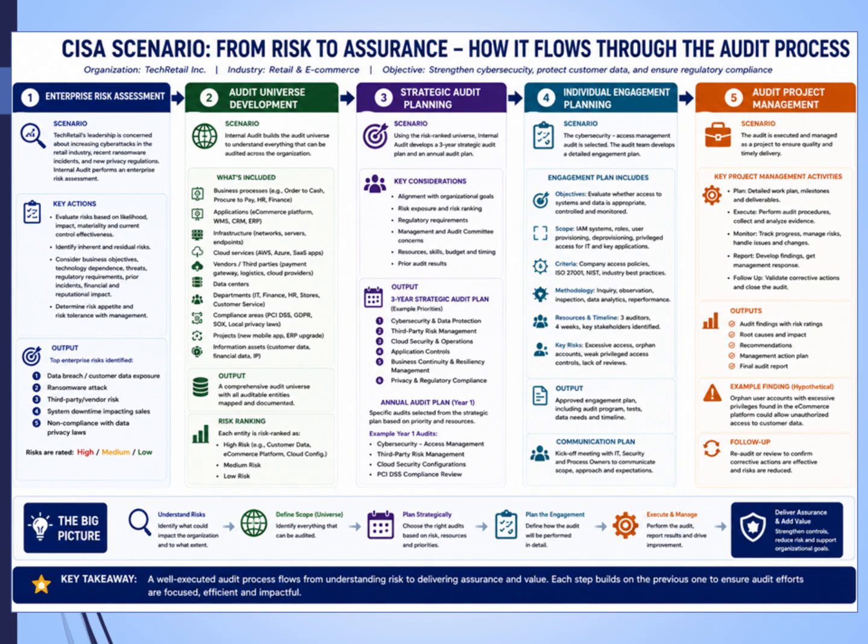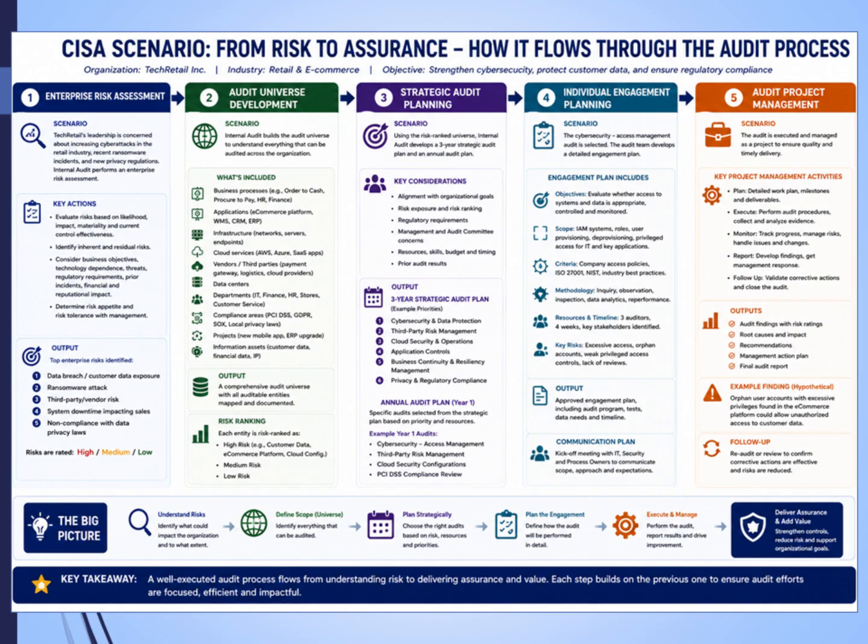The next step is audit universe development. Here, internal audit identifies everything within the organization that could potentially be audited. This includes business processes, applications, infrastructure, cloud services, vendors, data centers, departments, projects, and information assets. The audit universe becomes the foundation for strategic planning because it provides a complete picture of all auditable entities across the organization. Each area is then linked back to risk ratings so auditors can determine which areas require more attention.